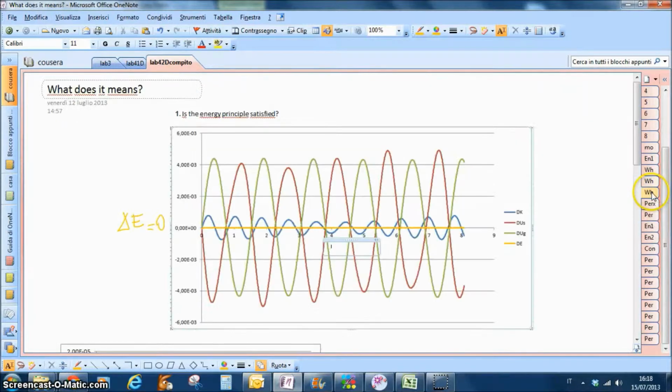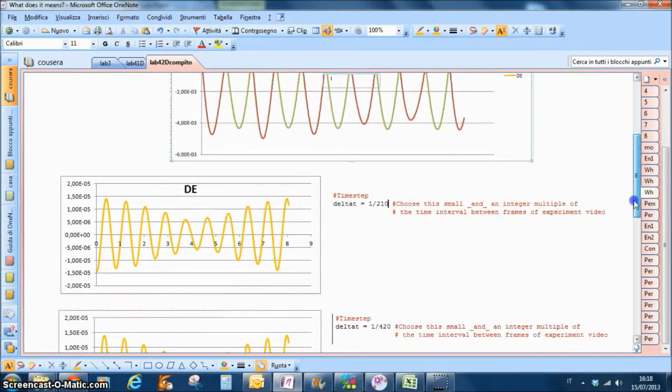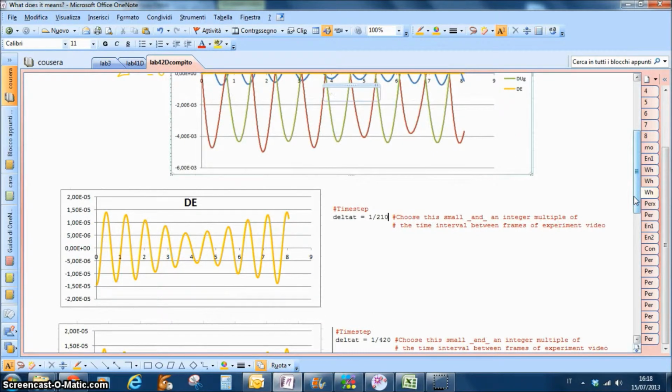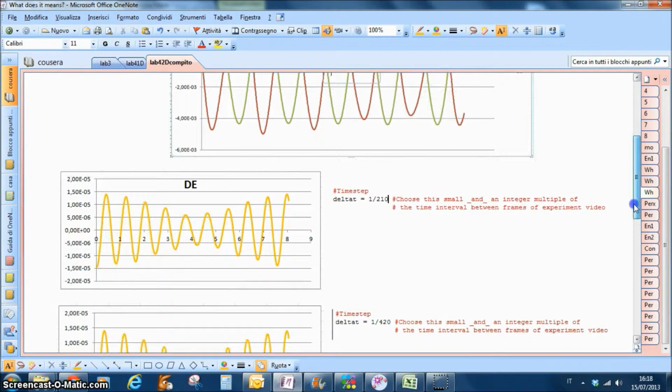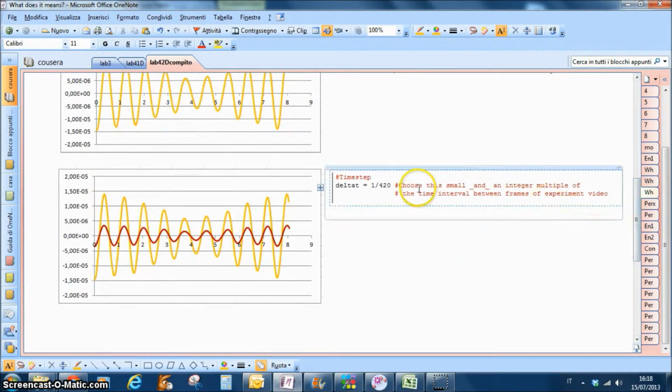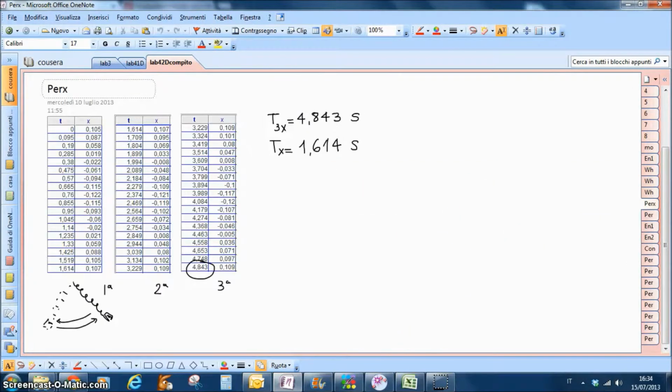It seems that delta E is equal to 0, but if we zoom, some oscillations appear. I think this is due to the use of delta V over delta t instead of the derivative of V with respect to the time. In fact, if delta t is smaller, the oscillation's amplitude decreases.